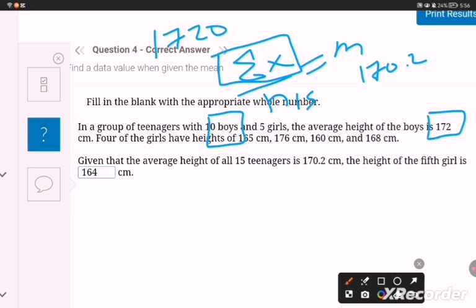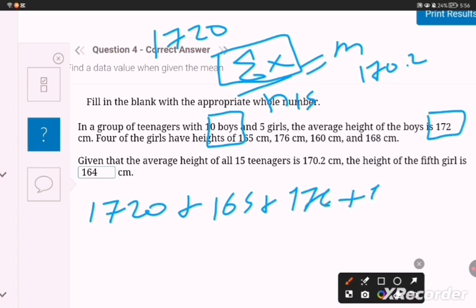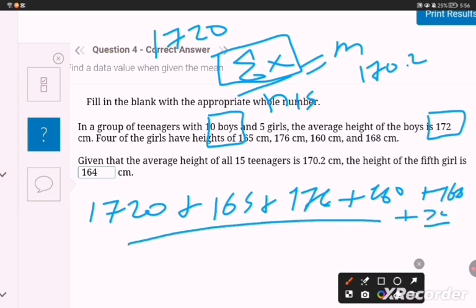Now that you found the summation of x of the boys, 1720, all you have to do now is include the girls. They only gave us 4 of the heights of the 5 girls, so you're just going to do 1720 plus 165 plus 176 plus 160 plus 168 plus x, because that's the height of the 5th girl, all over 15, because there are 15 teenagers, is equal to 170.2. So just put that on your calculator, and the height of the 5th girl should be 164 centimeters.